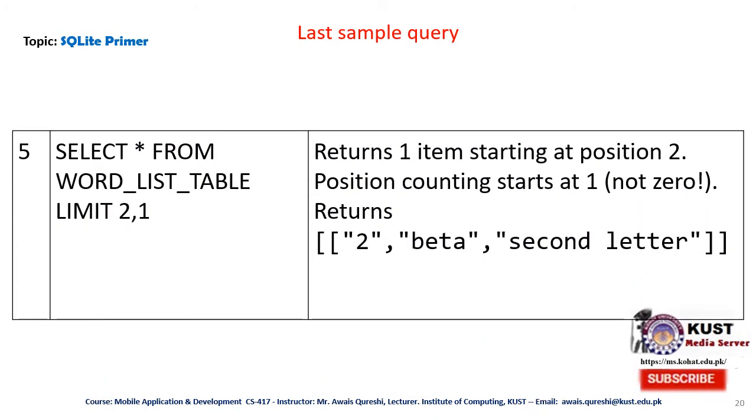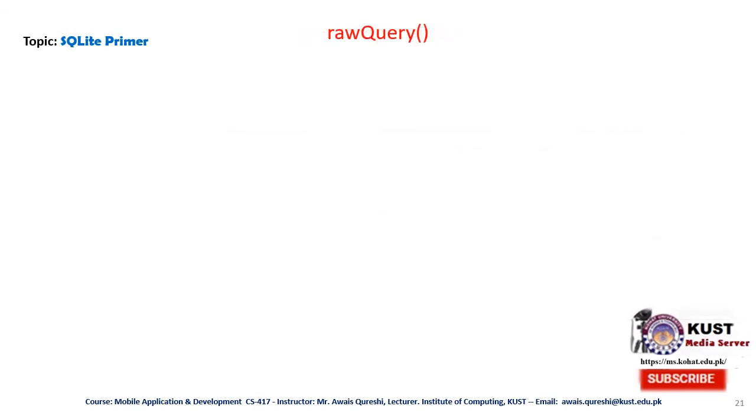So these are again sample queries for your understanding. Select asterisk will return all the rows from this table, and with limit 2 and 1, it returns one item starting at position 2, and position counting starts at 1, not 0. It returns this result in JSON format. So these are all about SQL queries.